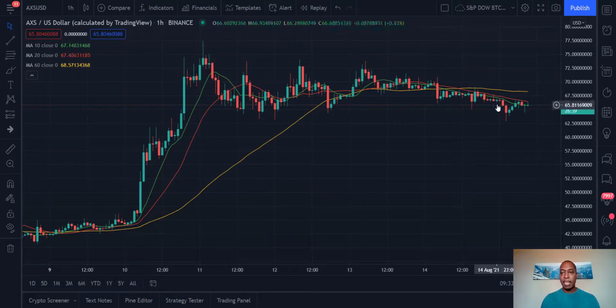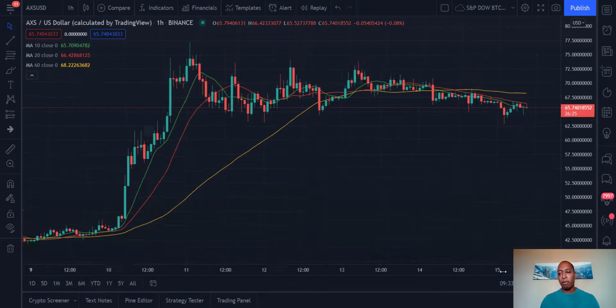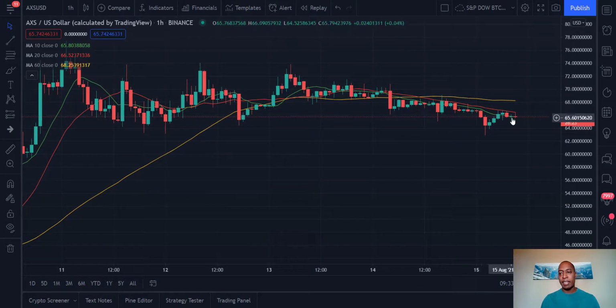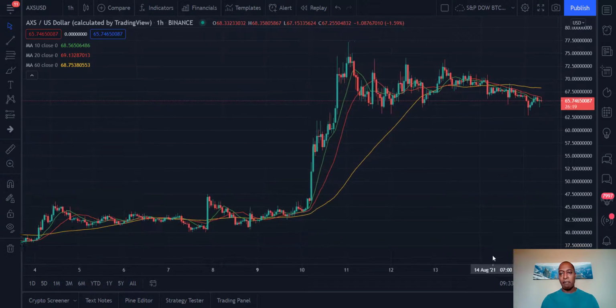So here is the hourly. On the hourly, completely different, right? We had a crossover of both the green, which is our 10 period, and the red, which is our 20. Both of those have crossed over to the point where now we are definitely in a bearish market on the 1 hour time frame.